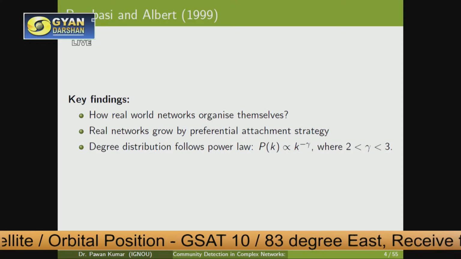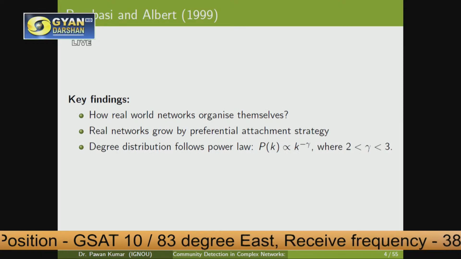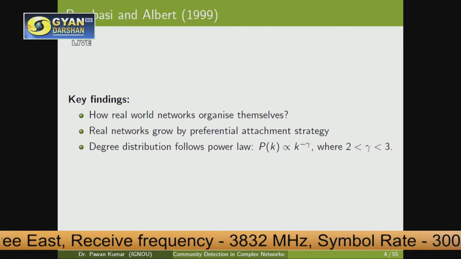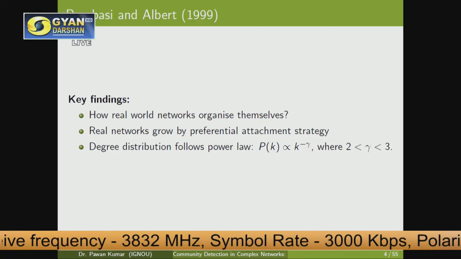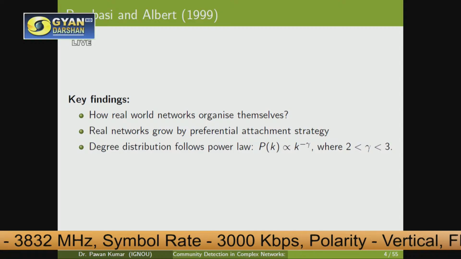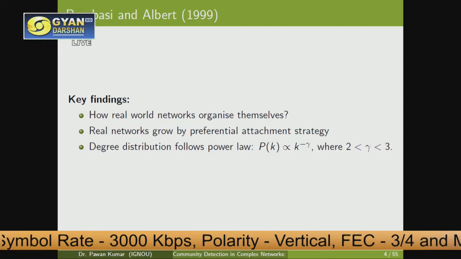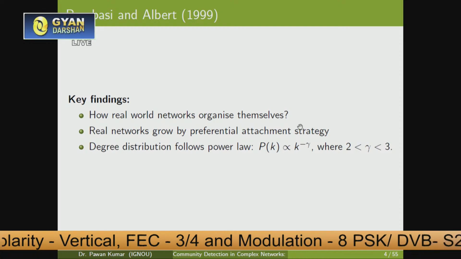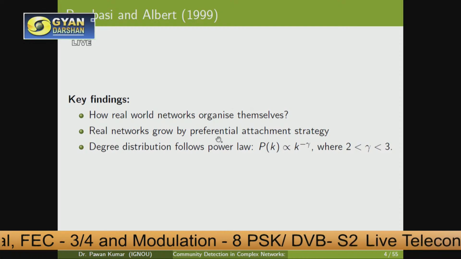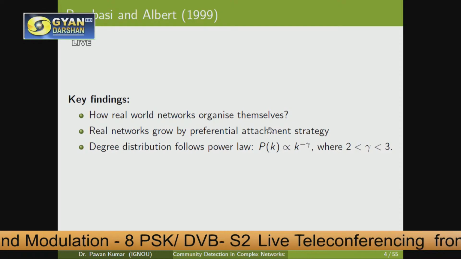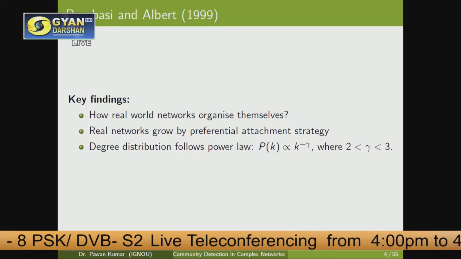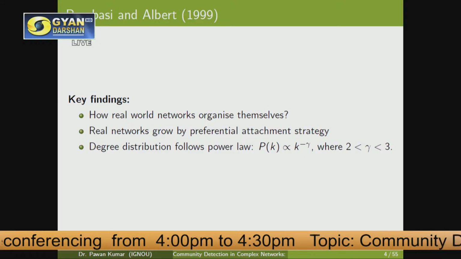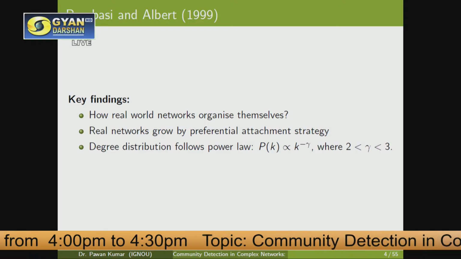The second one is by Barabasi and Albert. They discovered how real world networks organize themselves. There is something called the preferential attachment strategy, and it talks about, say, when a new node joins an existing group of nodes. What is the criterion, or on which basis does it join that group?